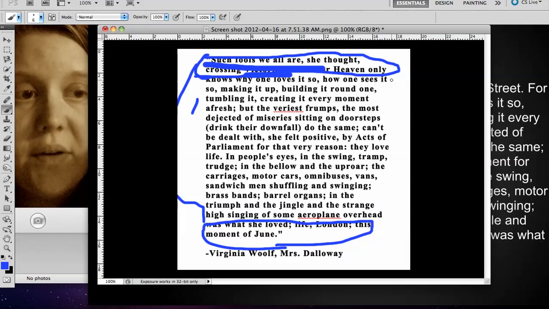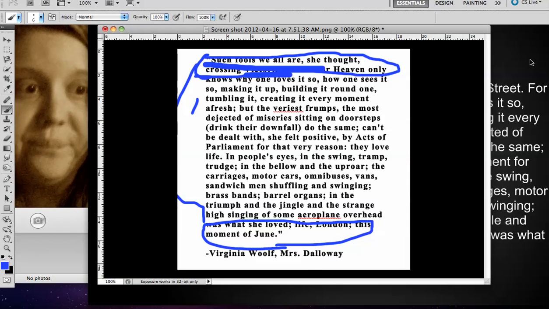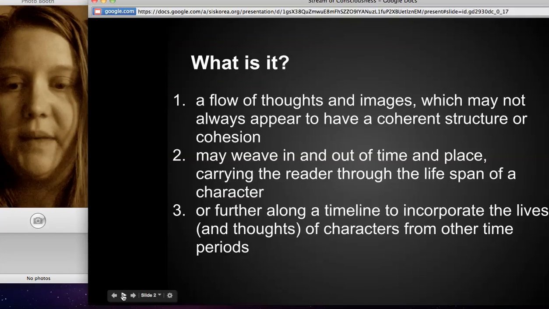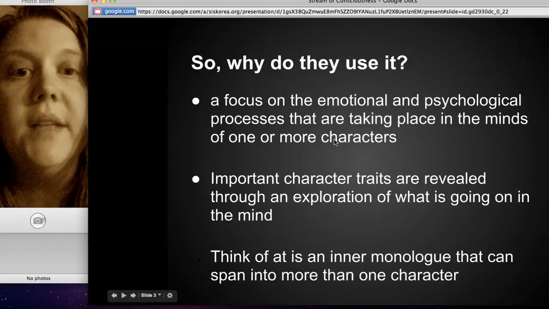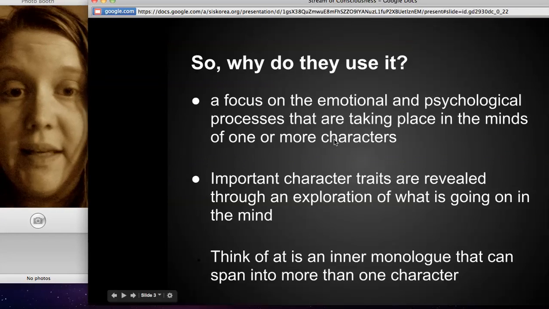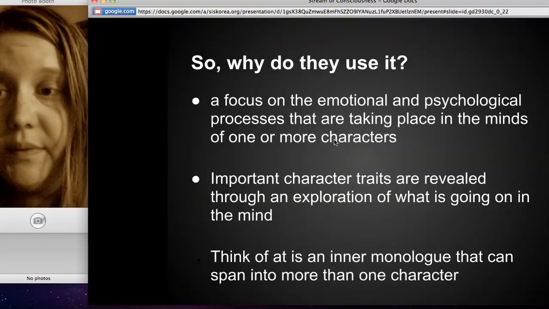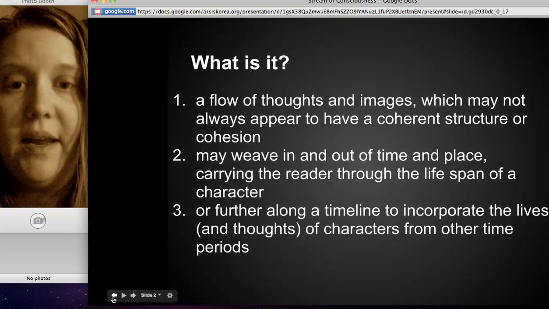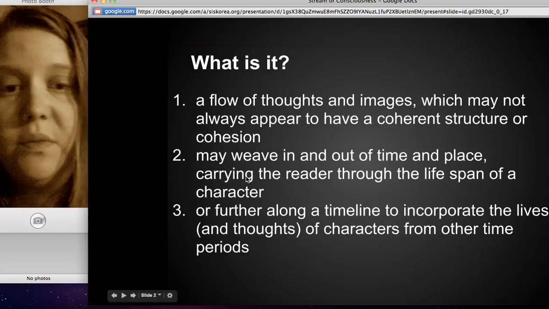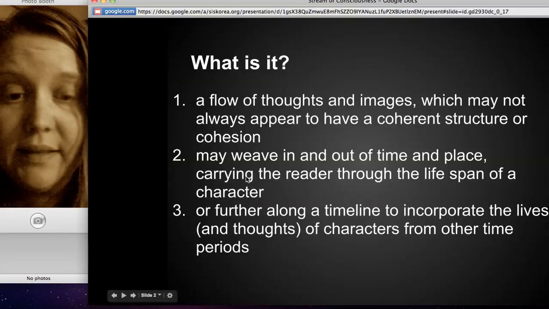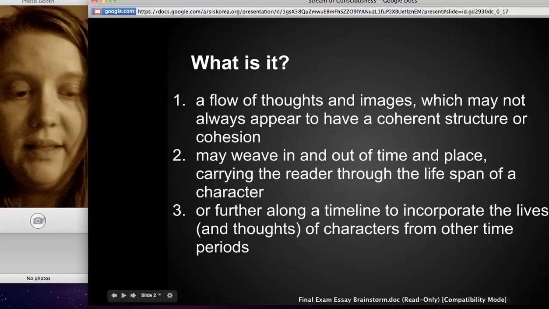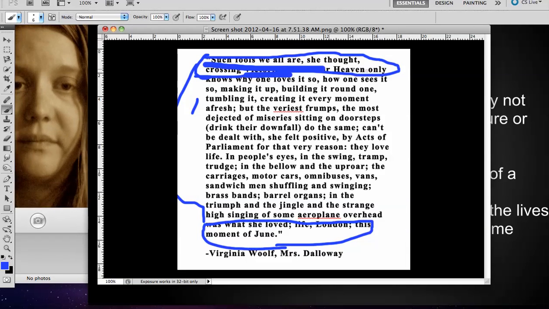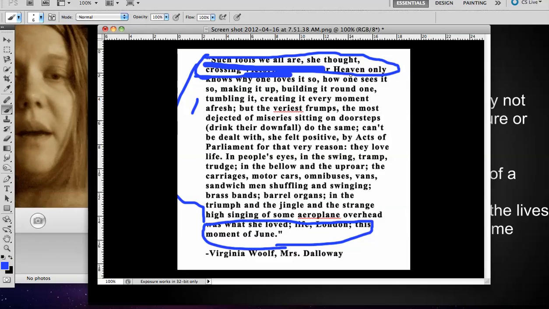This is definitely stream of consciousness because, okay, it's focusing on the emotional, the psychological, and it is revealing to us about the character. And this is definitely an inner monologue here, okay? She is weaving in and out of time and place. So let's look at our Mrs. Dalloway again here. So we have her here in heaven, I'm sorry, in London.